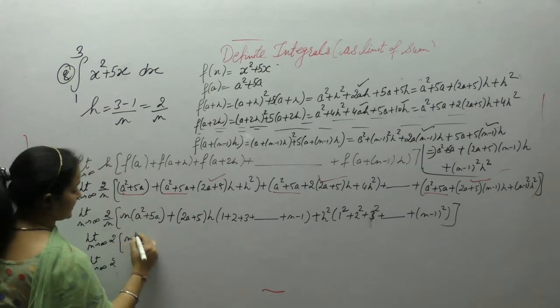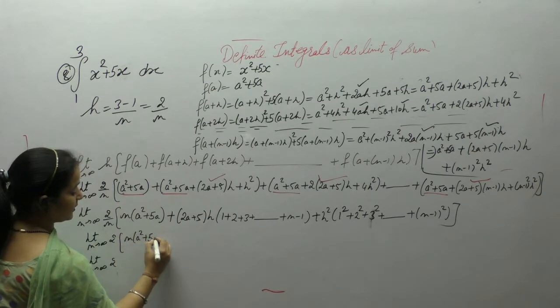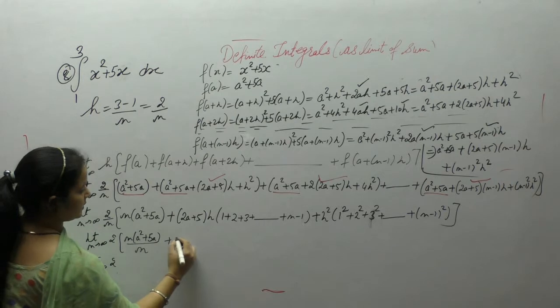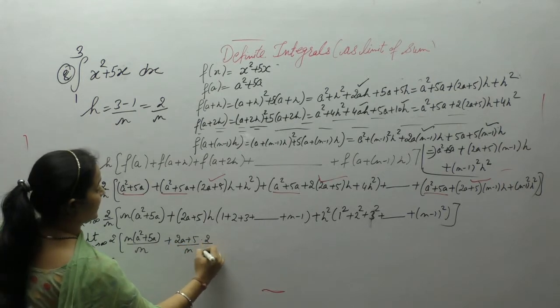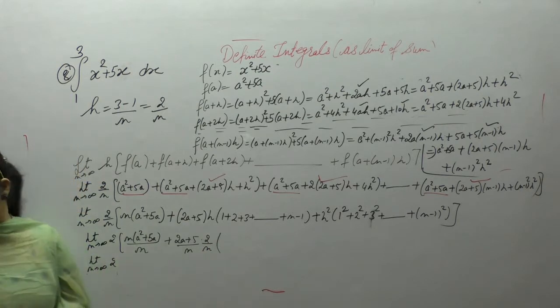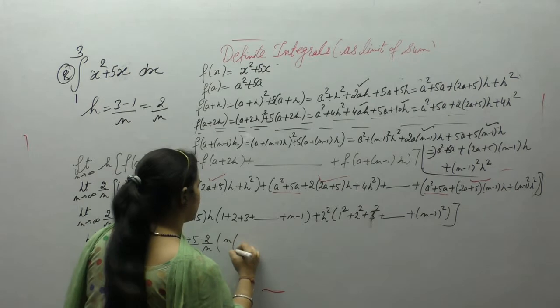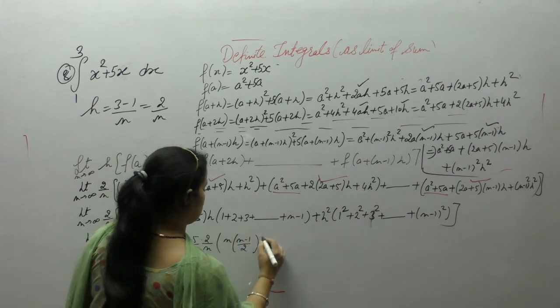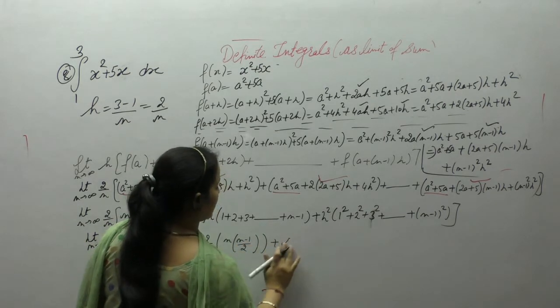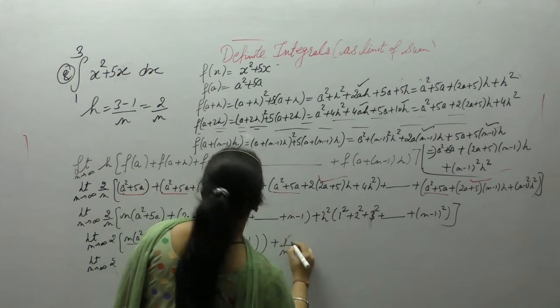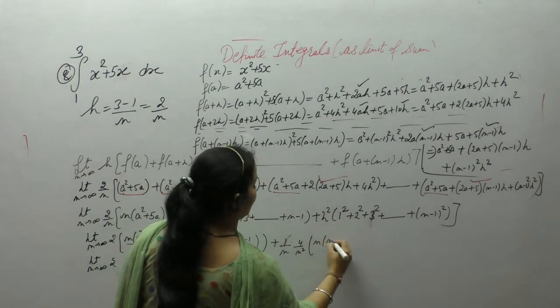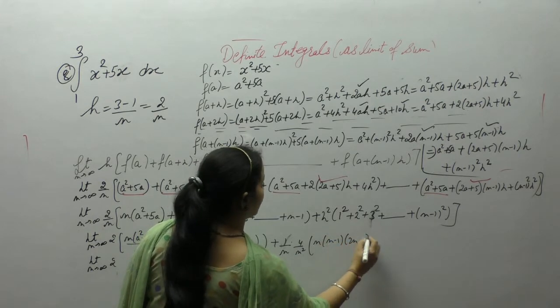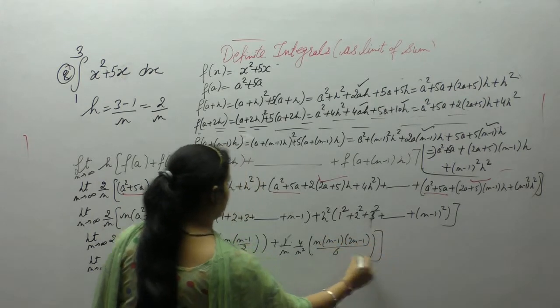Take n inside. (2a plus 5), h is 2 by n, sum of n minus 1 terms of AP, n into (n minus 1) by 2, plus sum of squares; h square is 4 by n square, (n minus 1)(2n minus 1) by 6.